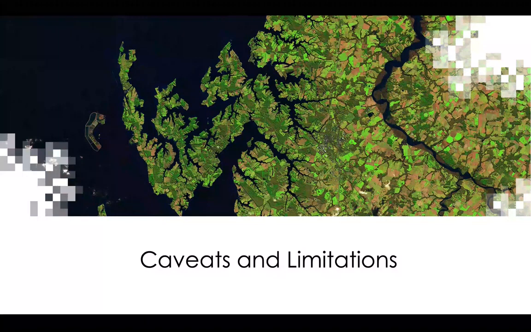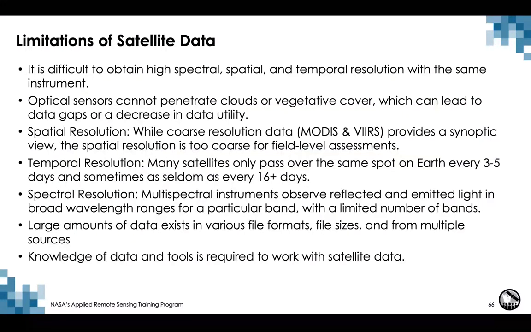The previous sections of the webinar provided many of the science products and applications of satellite remote sensing for agriculture. The following section highlights some of the caveats and limitations of remote sensing data and products. As no instrument can do it all, it is difficult to obtain high spectral, high spatial, and high temporal resolution with the same instrument. Optical sensors cannot penetrate clouds or vegetative cover, which can lead to data gaps or a decrease in data utility. In regards to spatial resolution, while coarse resolution data, such as VIIRS or MODIS, provides a synoptic view, the spatial resolution is too coarse for field-level assessments.